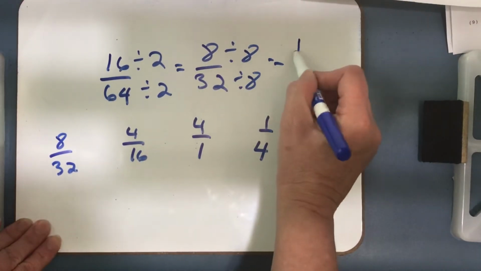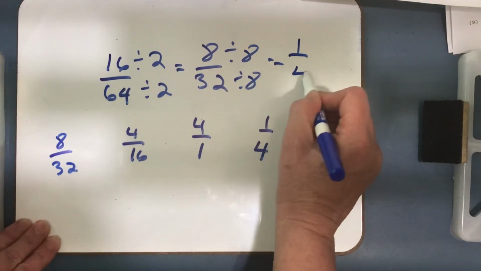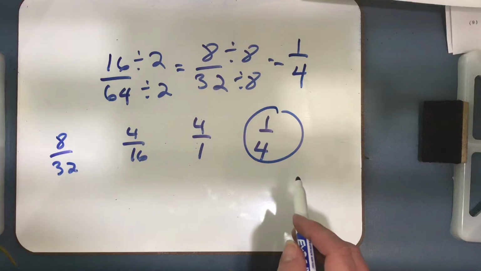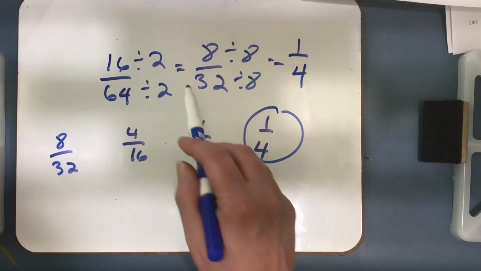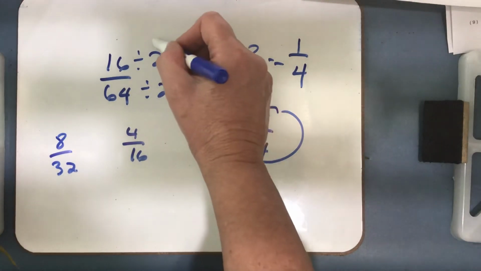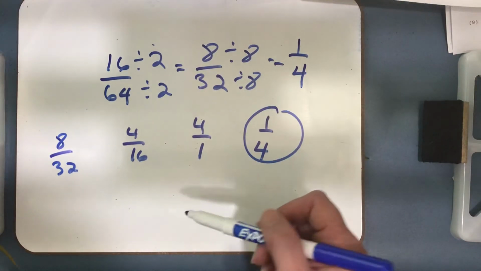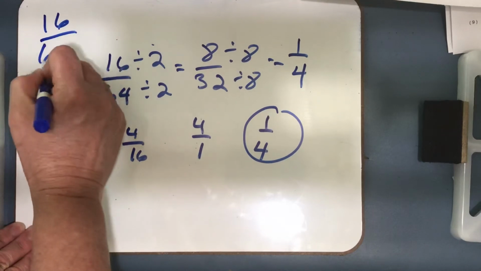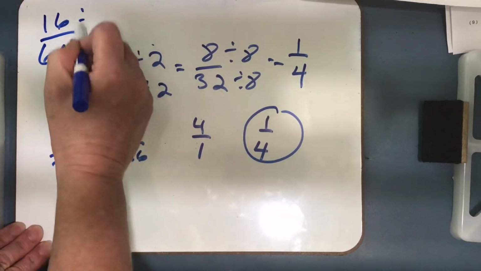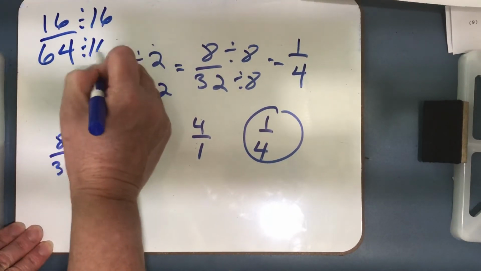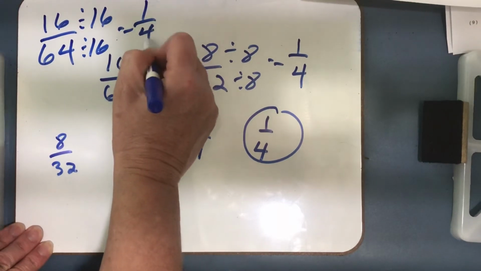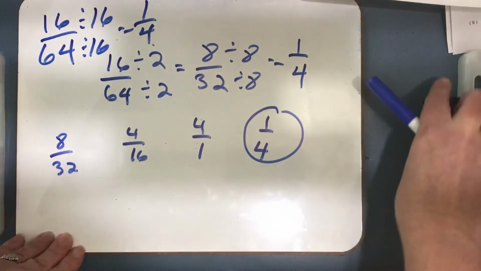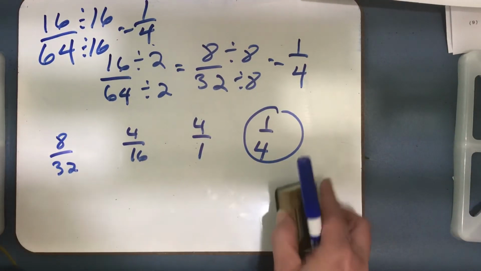8 divided by 8 is 1. 32 divided by 8 is 4. So 1/4 is 16/64 in simplest form. My greatest common factor was actually 16, because 2 times 8 is 16. So I could have just done it in one step and done 16/64 divided by 16, divided by 16. That would be 1/4. But it was easier to divide by 2 first and then divide by 8. But either way, I end up with 1/4.